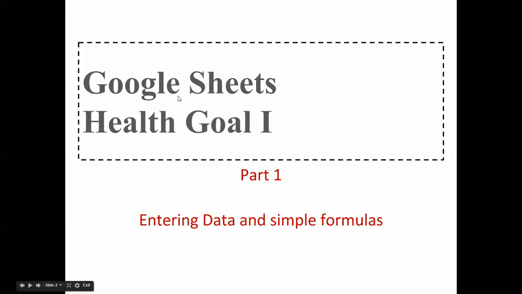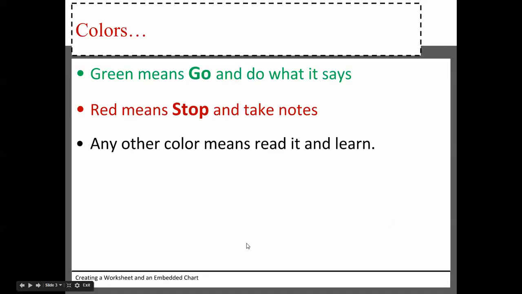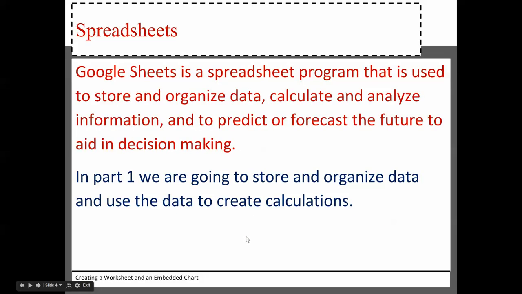Alright, ladies and gentlemen, we're going to do our health goal 1, and we're going to turn it into a spreadsheet. So we're going to learn how to enter data and do simple formulas. Green means go, red means stop, any color means you need to read and learn. Alright, write this down, hit pause and write that down.